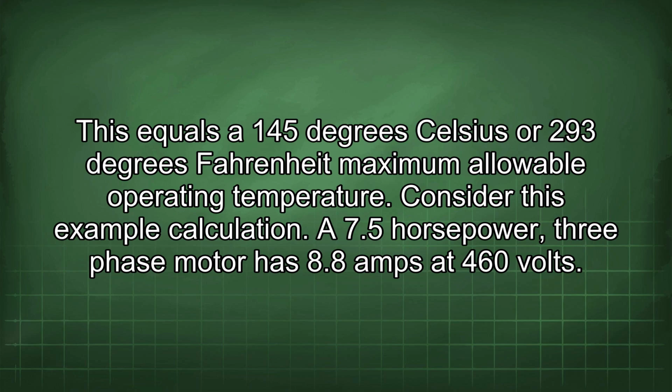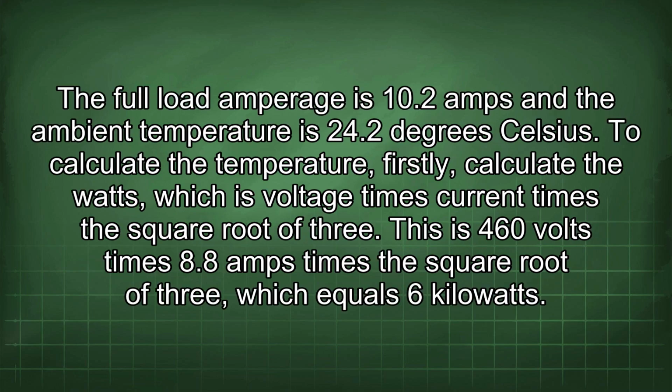Consider this example calculation. A 7.5 horsepower 3-phase motor has 8.8 amps at 460 volts. Full load amperage is 10.2 amps and the ambient temperature is 24.2 degrees Celsius. To calculate the temperature, firstly calculate the watts, which is voltage times current times the square root of 3. This is 460 volts times 8.8 amps times the square root of 3, which equals 6 kilowatts.